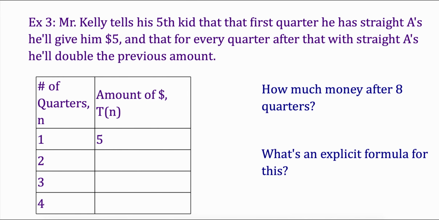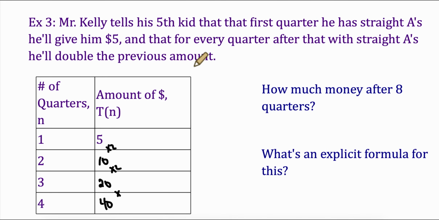All right, so here we have our next one. Mr. Kelly tells his 5th kid that the first quarter he has straight A's, he'll give him $5 at the end of the first quarter. So then every quarter after that with straight A's, he'll double the previous amount. So the second quarter, he'll get how much? Double it, so I would multiply by 2, so this would be 10. After the next quarter, double it, multiply by 2, that would be 20, nice. After the fourth quarter, double it, and he would get $40 for the fourth quarter if he got straight A's. That's pretty nice, Mr. Kelly. Nice job. So the question is, how much money does he have after 8 quarters?